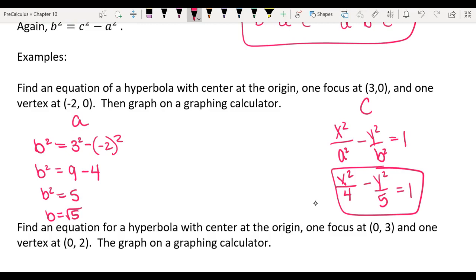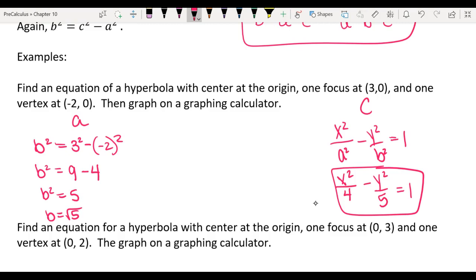So what that would have done then is it actually wouldn't have changed anything. It's just these two would have been switched, because then if our focus is on our y-axis, our y has to come first. Focus is always C. Yep, focus is always C.